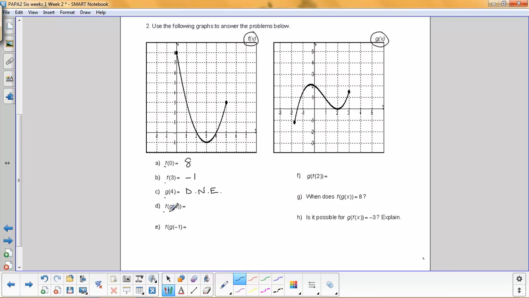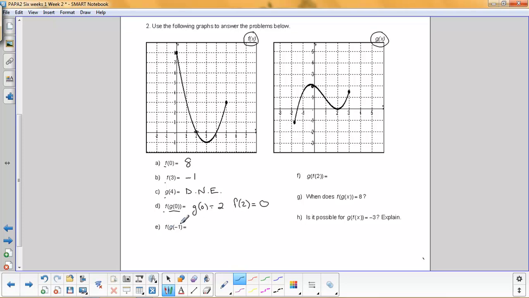f of g of 0. Now we get into compositions. When you're dealing with compositions of functions, remember you're going to work from the inside to the outside to find your values. Remember that the output of the inside value becomes the input of the outside function, and then you get your answer. g of 0 is the number 2. If g of 0 equals 2, I will substitute 2 in for g of 0 and get f of 2. And move back to the other graph, and f of 2 equals 0.